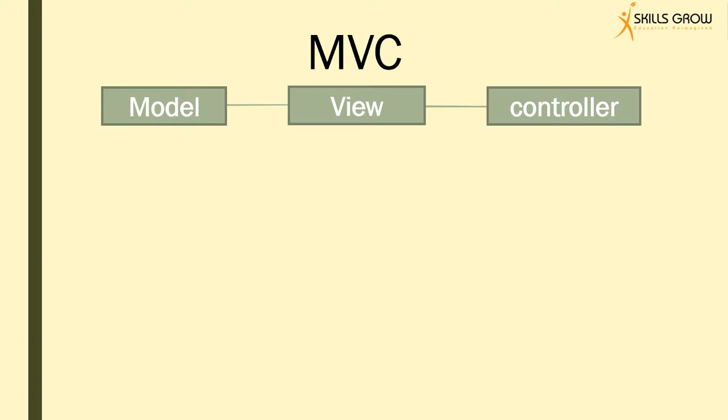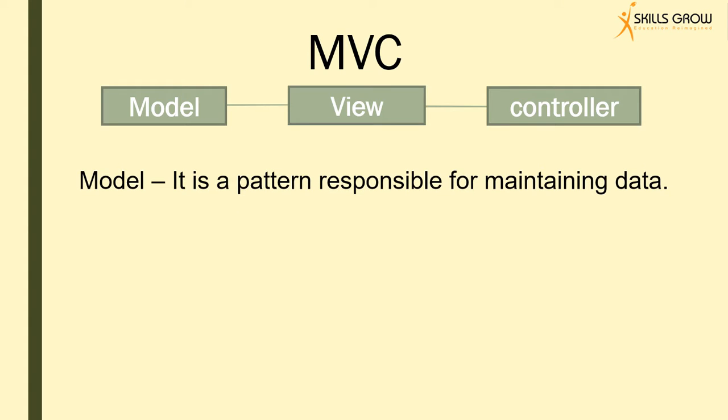In MVC, the different aspects of the application are broken into components to separate responsibilities. The model is responsible for managing application data, and it responds to the request from view and to the instructions from controller to update itself.